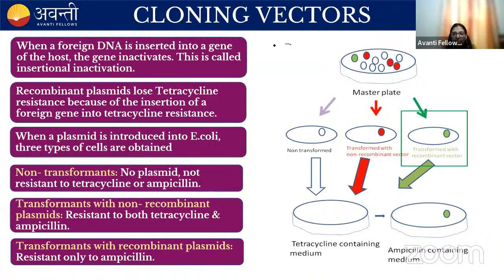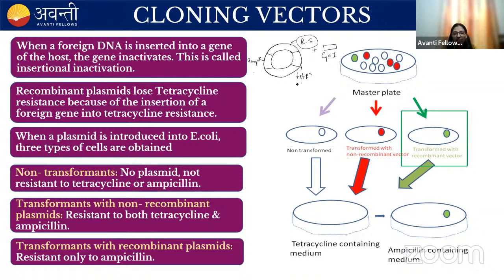Now let's take an example. This is a vector. This is the ampicillin resistant gene, and this is the tetracycline resistant gene. These are the selectable markers. Okay. And this is a gene of interest. And I expose this vector to the restriction enzyme.